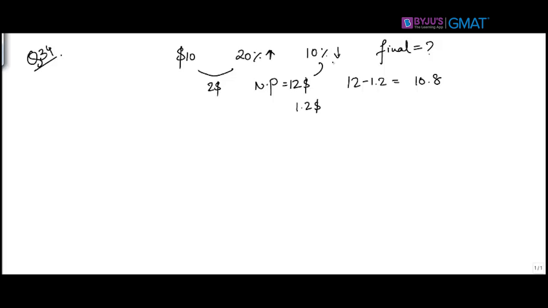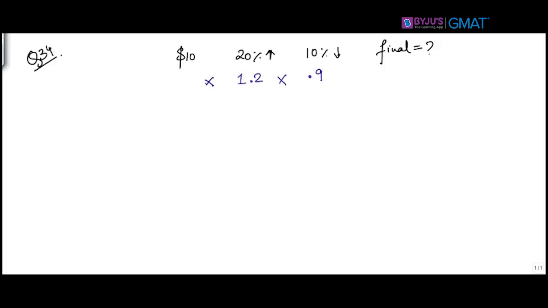Now this is a longer method, right? Now how can you do that in one step? So even before doing that, let's look at a 20% increase with respect to 1. So 20% of 1 is 0.2. Since it's an increase, you add 0.2 to 1. So that will give you 1.2, right? And 10% of 1 is 0.1. Since it's a decrease, you subtract 0.1 from 1. So you end up getting 0.9.